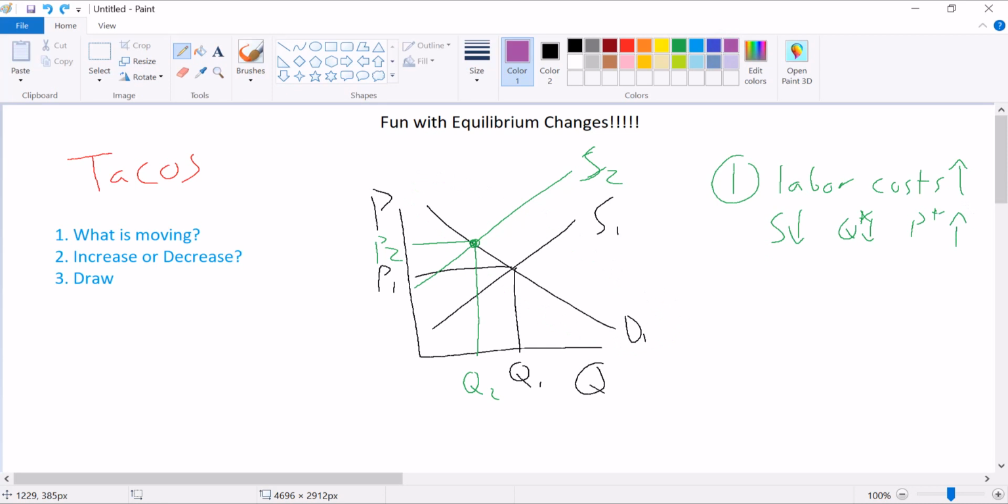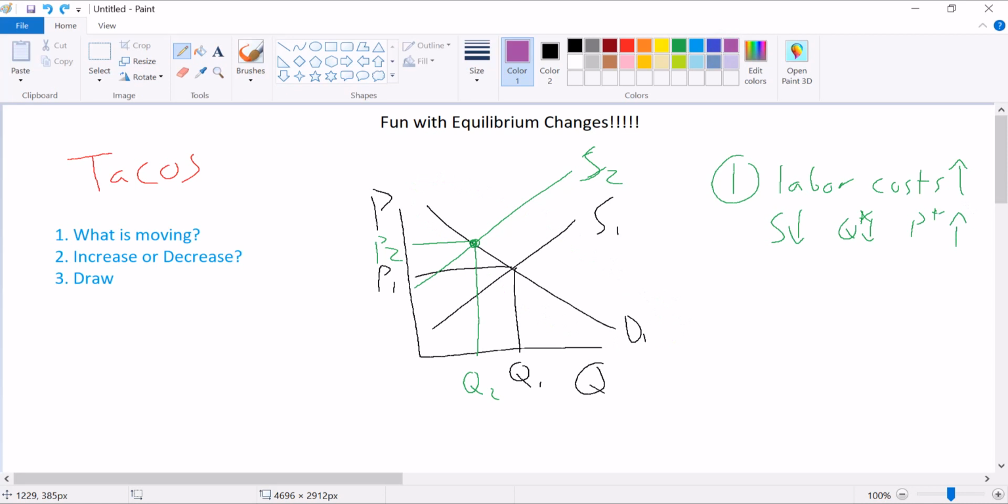The process of buying and eating tacos is not directly affected by labor costs. It is affected because the price rises, but in no other way does it affect how much I enjoy a taco. And so the demand curve didn't move. I did not have to draw a new demand curve. Demand did not move. This is a very common mistake, so I'll say it again. Demand did not move.